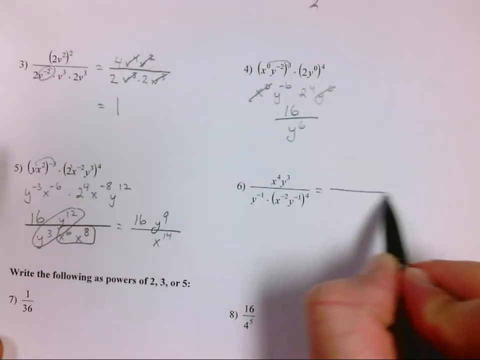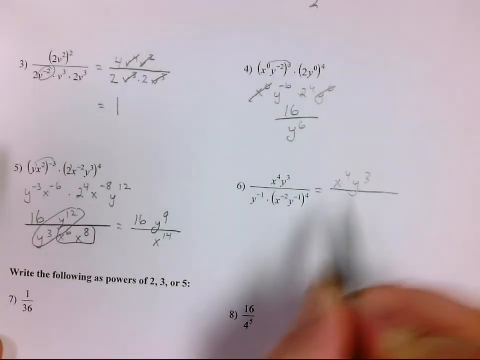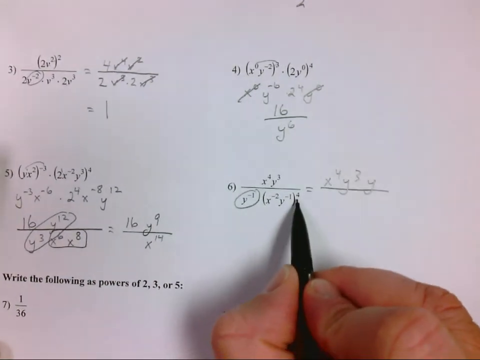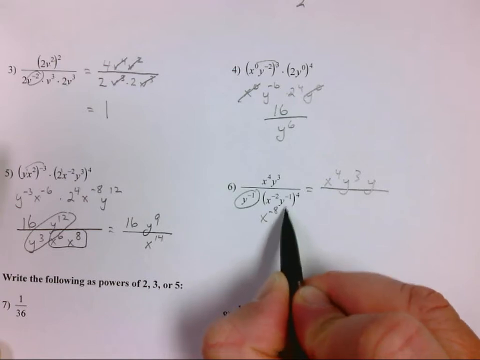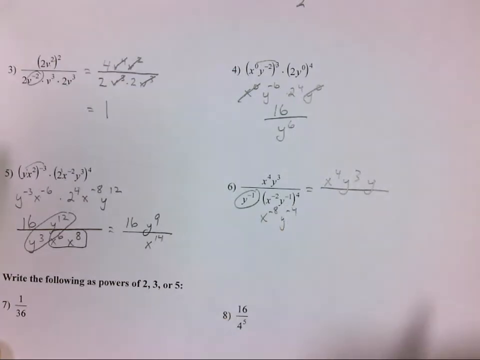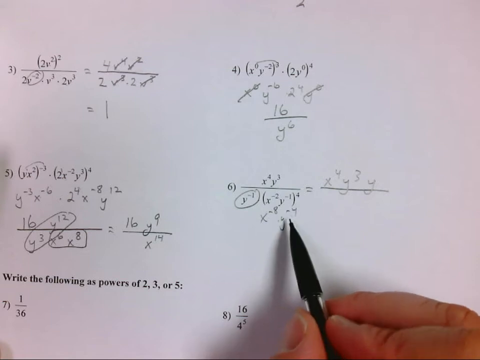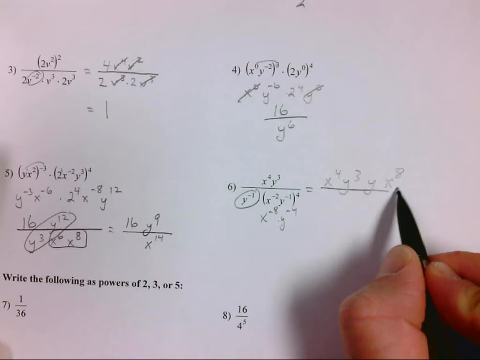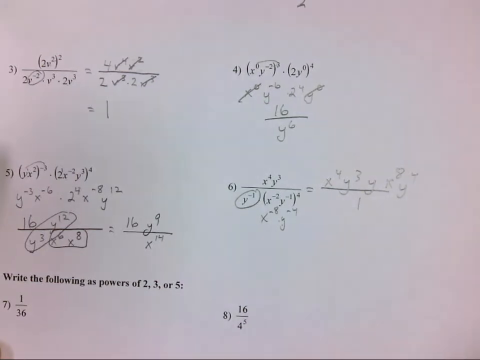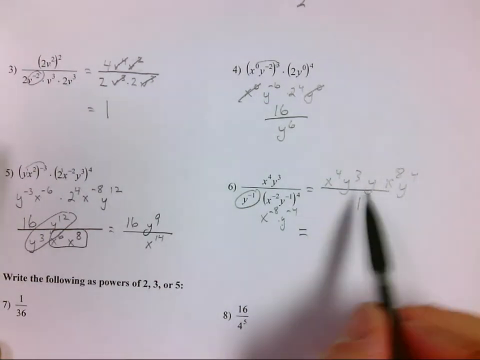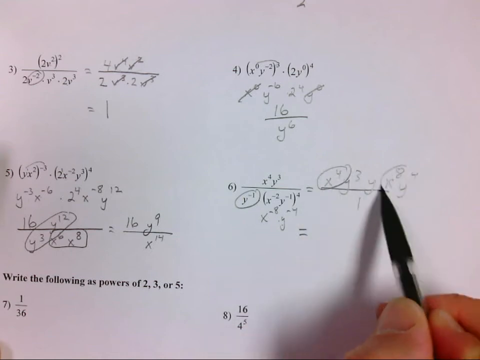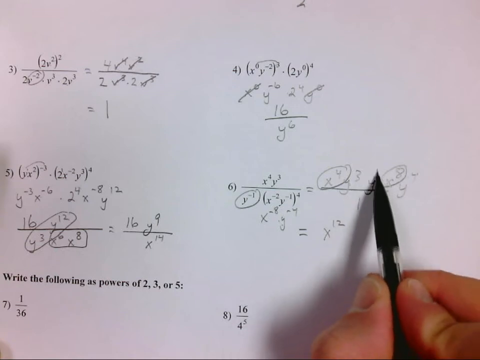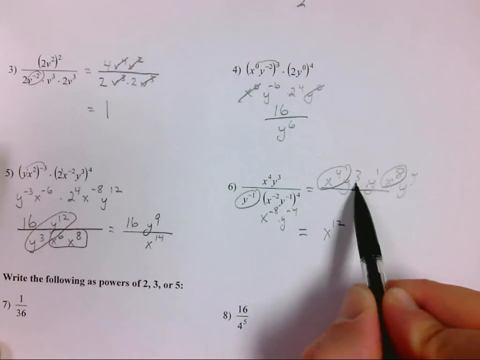X to the 4th, y to the 3rd. This moves up. Becomes y up there. This is x to the negative 8, y to the negative 4th. If it's negative in the denominator, it moves up to the numerator. X to the 8th, y to the 4th. So all I have left in the denominator is 1. So my answer is not going to be a fraction. X to the 4th times x to the 8th is x to the 12th. Y to the 3rd times y to the 1st times y to the 4th is y to the 8th.